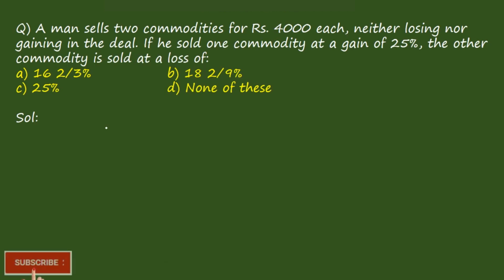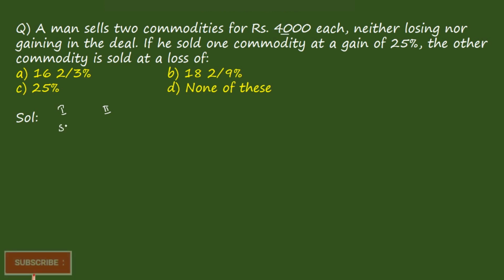Now come to the next question. A man sells two commodities for rupees 4,000 each. Neither loses nor gains in the deal. If he sold a commodity at a gain of 25%, and the other commodity sold at a loss of... Okay, it is also a similar type of question, right? There are two commodities, first one and second one, right? Each of them is sold at 4,000 rupees each.